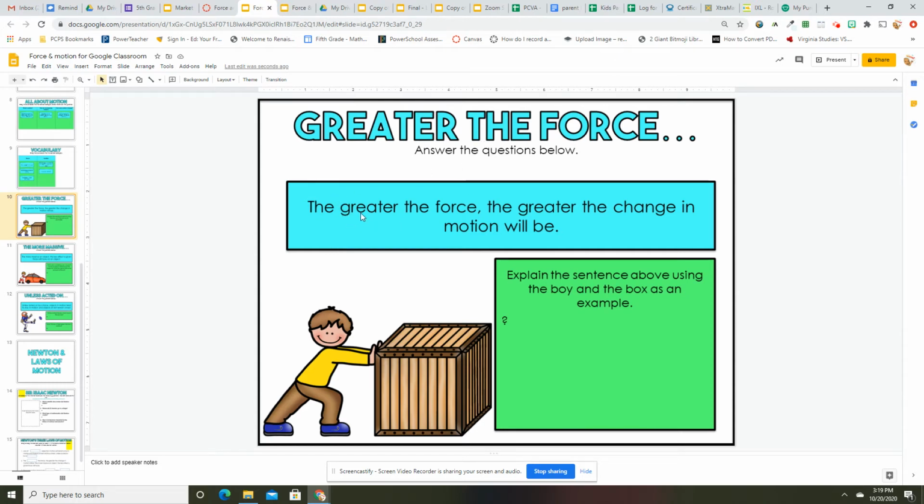Answer the questions below. The greater the force, the greater the change in motion will be. Explain the sentence using the boy in the box as an example. I want you to do this on your own. Think about it. He's pushing that box. The greater the force, the greater the change in motion will be. So what does that mean? If he pushes that box hard, what's going to happen? If he doesn't push as hard, what's going to happen? Explain that in that box for me. Okay?